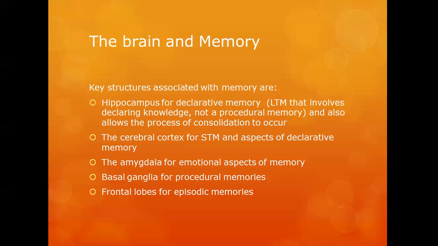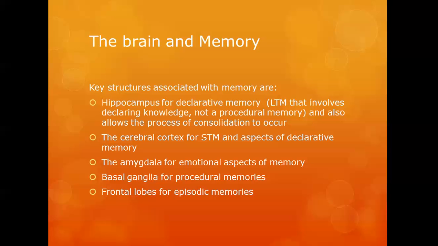The cerebral cortex is basically what allows our short-term memory to function. So that's the thin layering over our entire forebrain, and it's involved in some aspects of declarative memory. Would you be asked a question on that? Probably not. But hey, at least I've put it in there and I can say I've taught you.